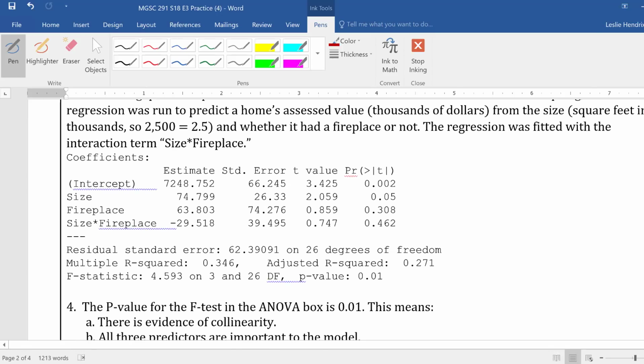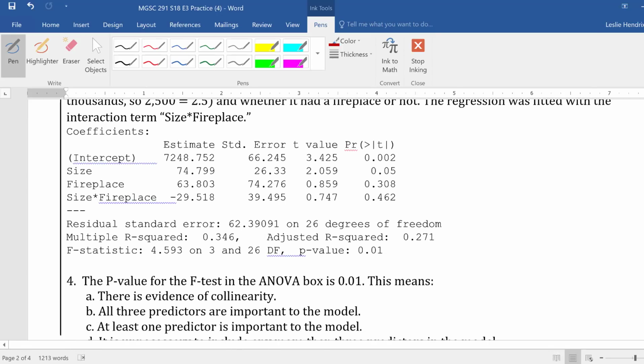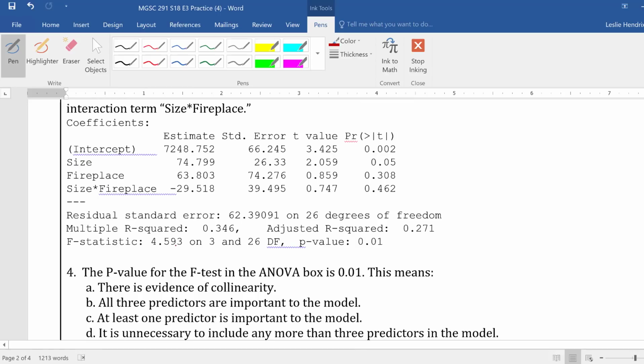All right, so the p-value for the F-test in the ANOVA box is 0.01. Now, first of all, where did I get that? Well, the F statistic is down here on the very bottom, and it gives its degrees of freedom and then the p-value for that F-test. And what is that F-test test? That tests that all the coefficients equal 0 against the alternative that at least one of them is not 0. So that's a significant p-value because it's low. 0.01 is low. And so we would conclude the alternative that at least one predictor is important to the model.